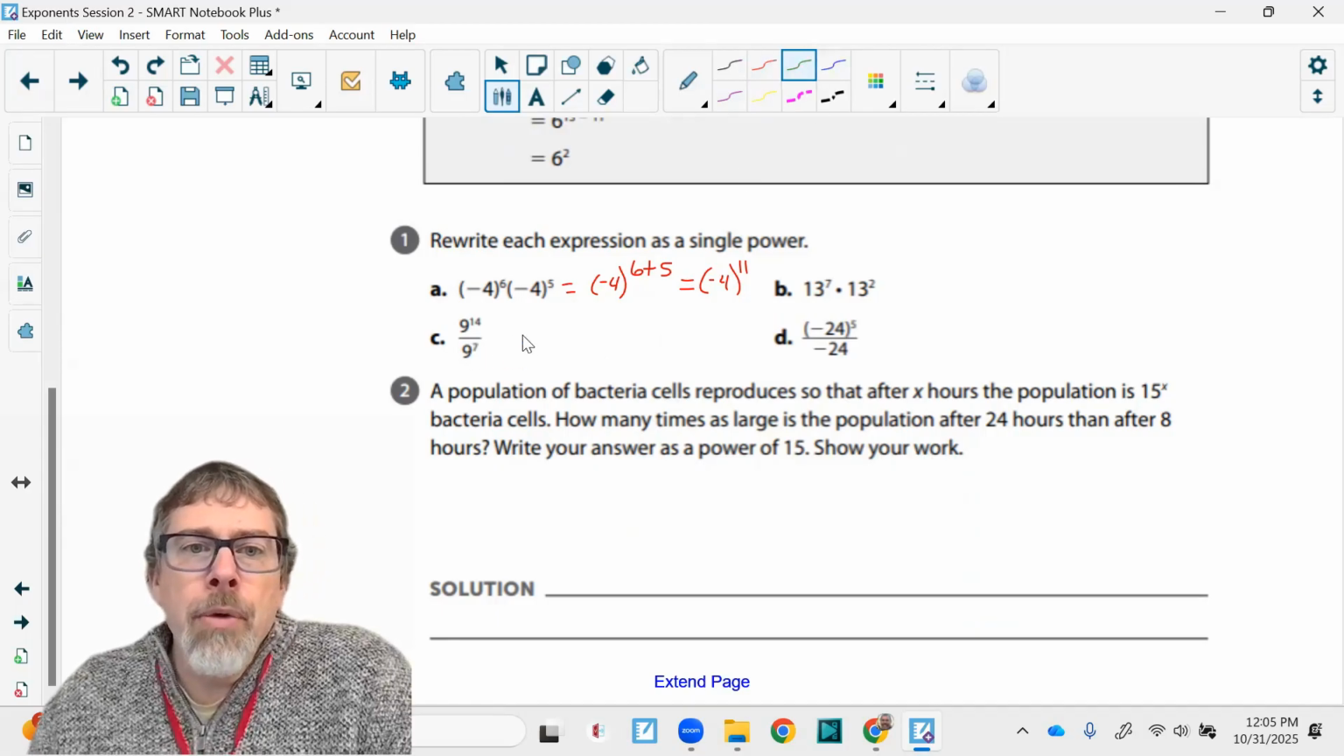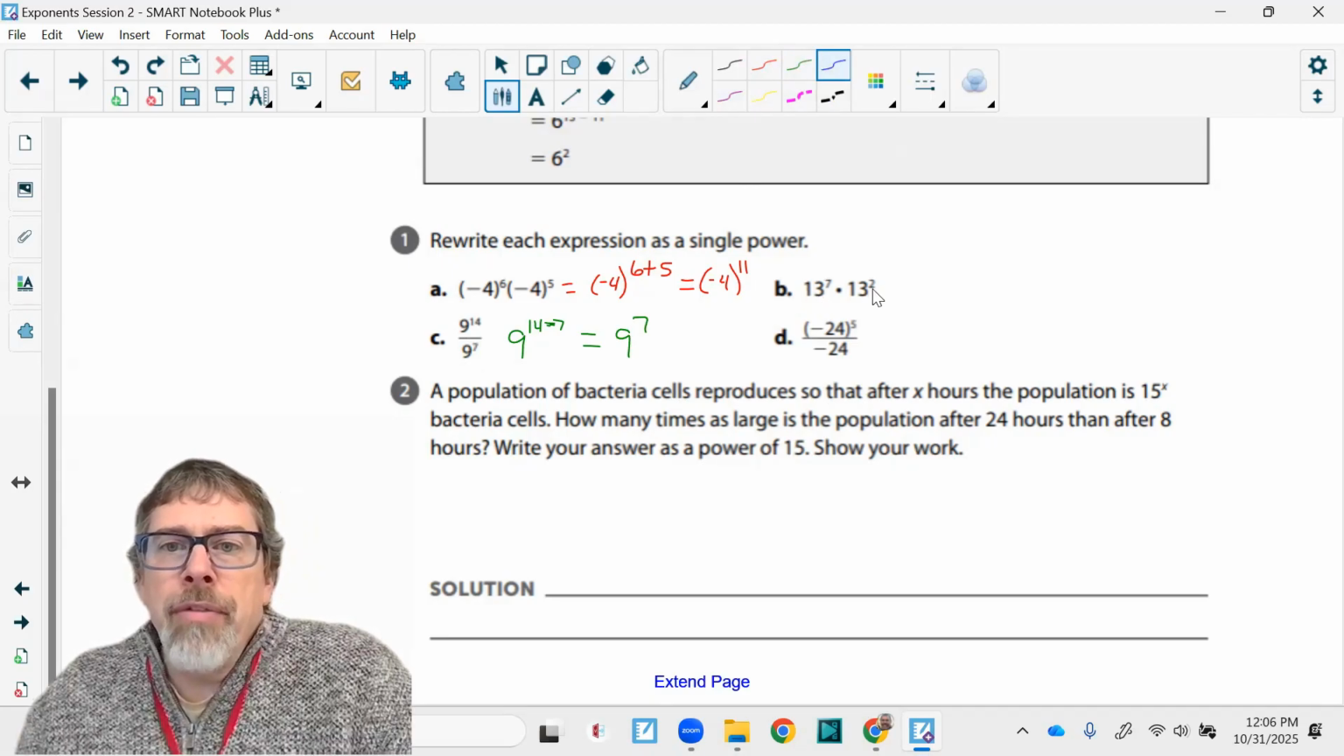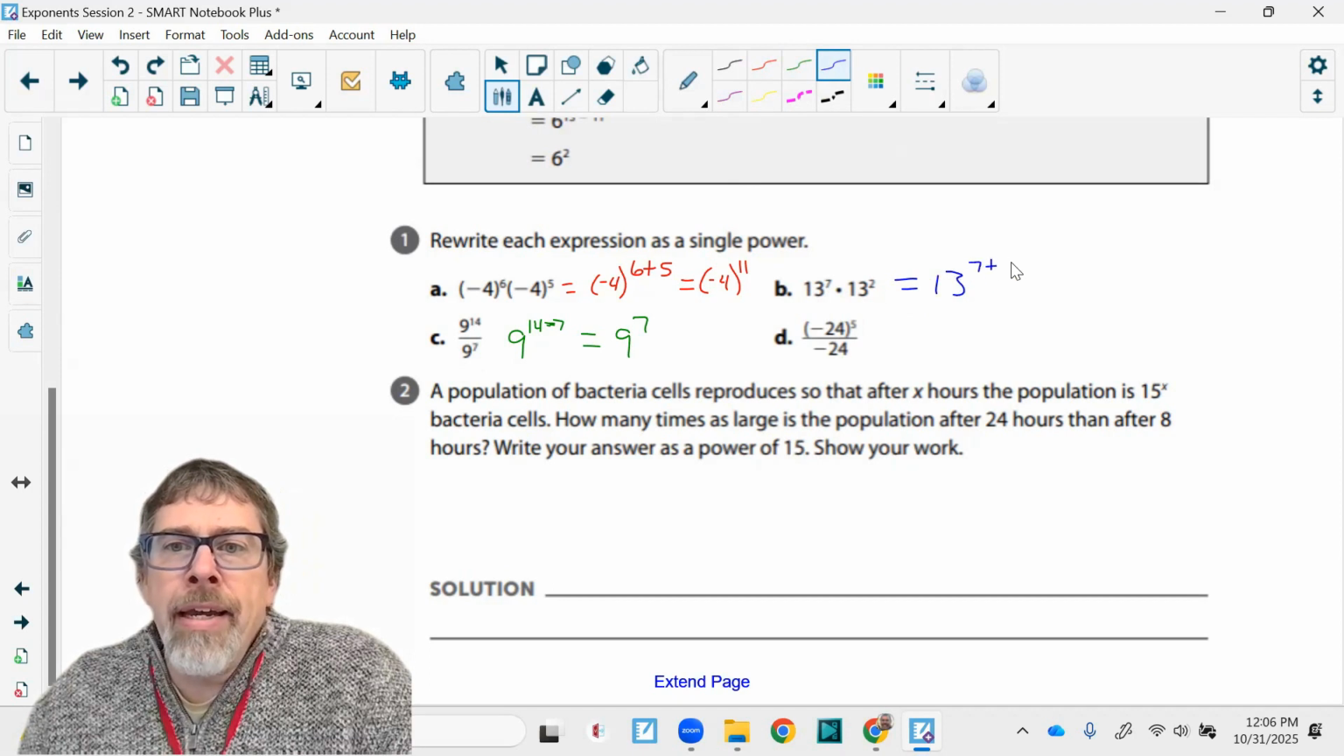C, we have the base 9. Always check, see if the bases are the same. And then you take the exponents when we're dividing and subtract. So 9 to the 14 minus 7, that's a minus, is 9 to the 7th power. B, we have a 13, we have a 13, so we can do this. The bases are the same. We have a 7, we have a 2, we're multiplying, so that means to add exponents. So this would be 13 to the 9th power.